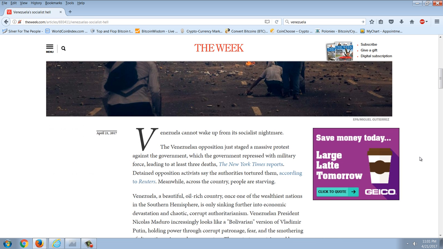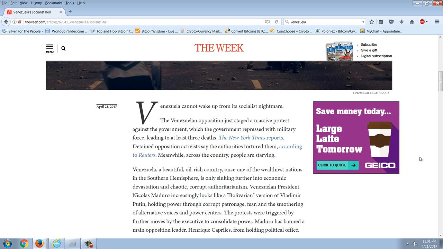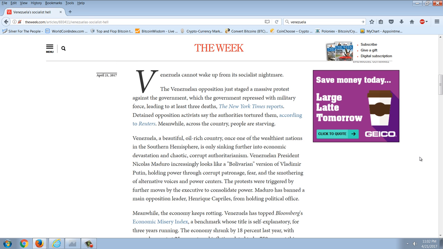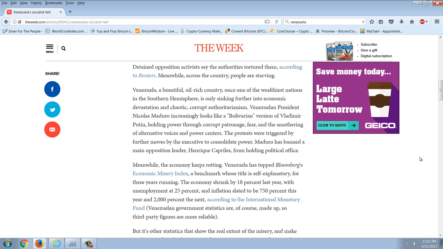So let's read this. Venezuela cannot wake up from its socialist nightmare. The Venezuelan opposition just staged a massive protest against the government, which the government repressed with military force, leading to at least 3 deaths, the New York Times reports. Detained opposition activists say the authorities tortured them, according to Reuters. Meanwhile, across the country, people are starving.